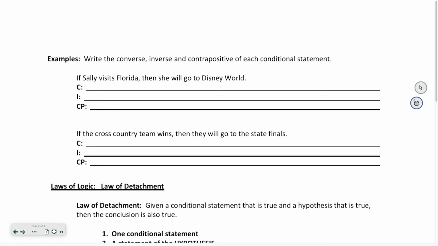Okay. So the converse, what do we do to write the converse? You just swap them. So if she goes to Disney World, then Sally visits Florida. True or false? Yeah, that's true. If you're going to Disney World, then you're in Florida.